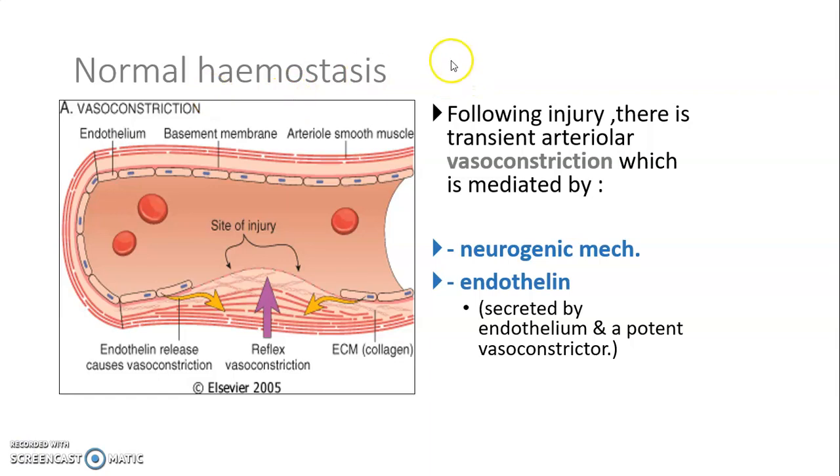In normal hemostasis, following injury, there is transient arterial vasoconstriction, which is mediated by neurogenic mechanisms and endothelin, which is secreted by the endothelium and is a potent vasoconstrictor. So, the first step in hemostasis is vasoconstriction, which is transient, mediated by neurogenic mechanism and endothelin released by the endothelial cells, which will cause vasoconstriction at the site of injury.